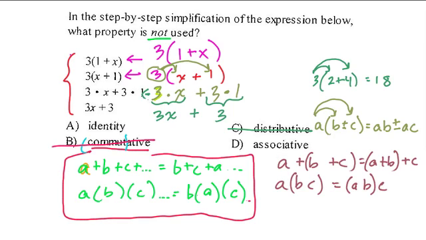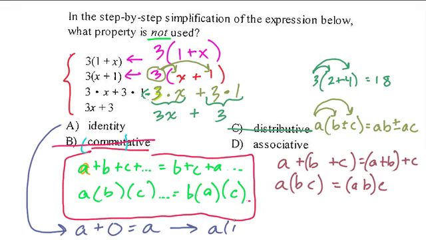What does the identity property say? Well, it depends if we're talking about addition or multiplication. But for addition, the identity element is 0. So if you have anything plus 0, 0 doesn't change that number you started with. So the identity element for addition is 0. And then for multiplication, the identity element is 1, because anything times 1 is still the original number you started with. So what property do we use here?